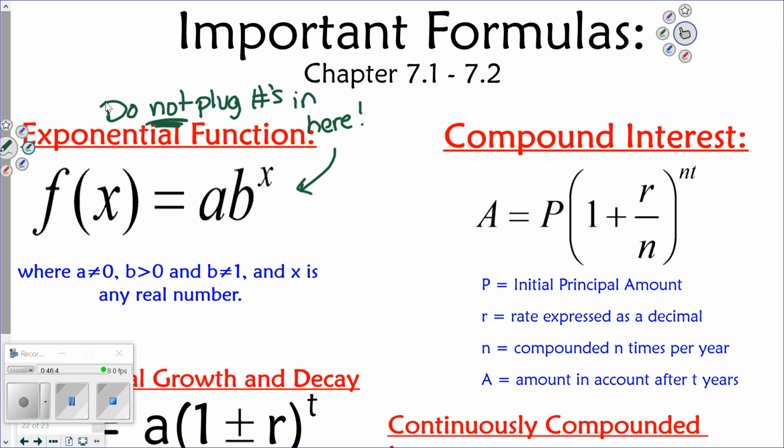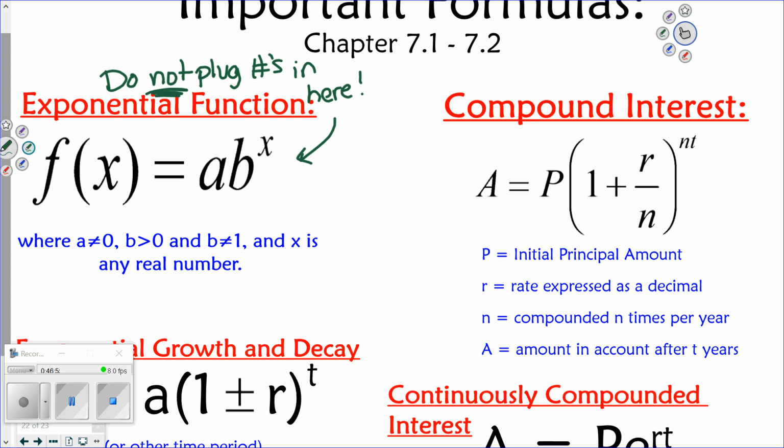Now, what do we know about all the formulas we've been using? They're all set in this form. They're all set up A times B to the X, right? On this one, here's your A times B to the X. It's got all the same pieces. They're all exponential. This is just the basic one.